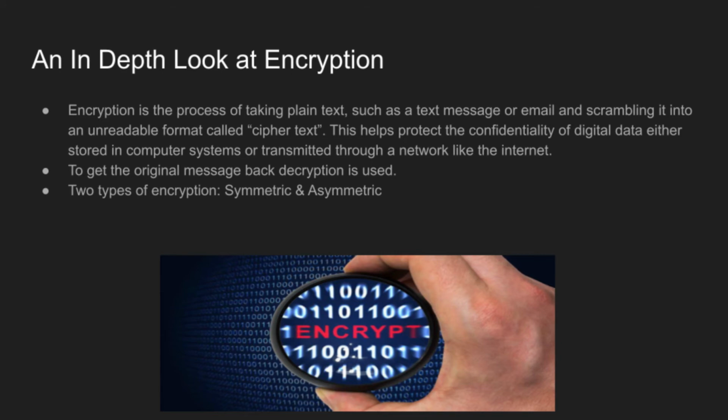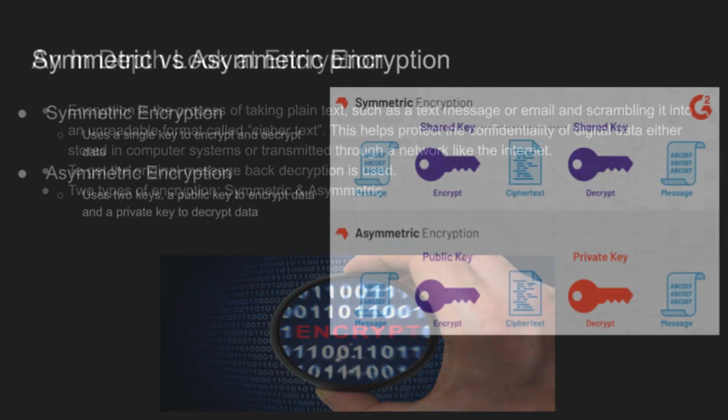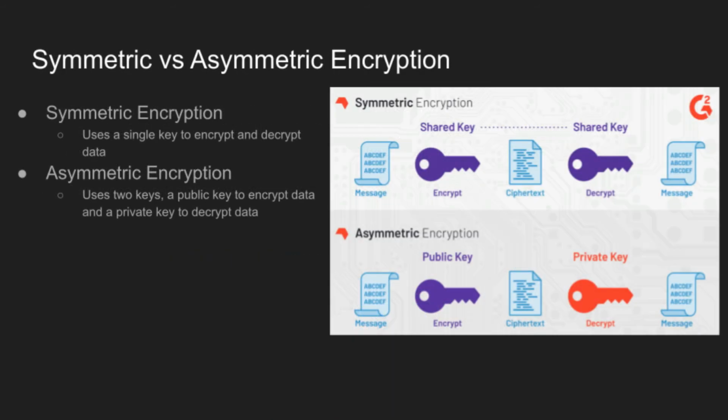To get the original message back from the ciphertext, a decryption is used. There are two types of encryption, symmetric and asymmetric. Symmetric encryption uses a single public key shared between the source and destination to transmit data. As you can see from the picture on the right, the message is encrypted into ciphertext and decrypted to the original message with the same key.